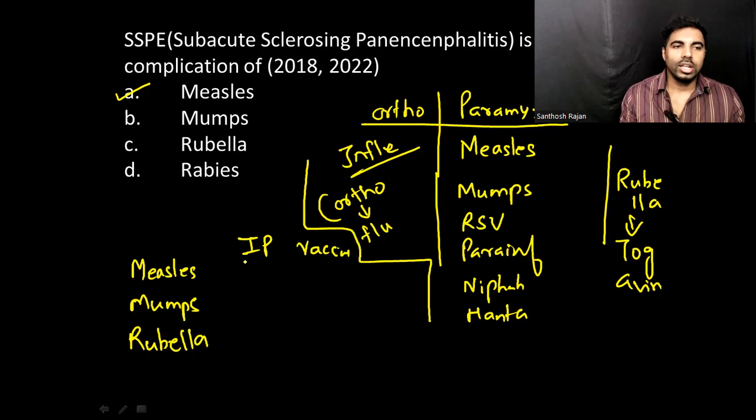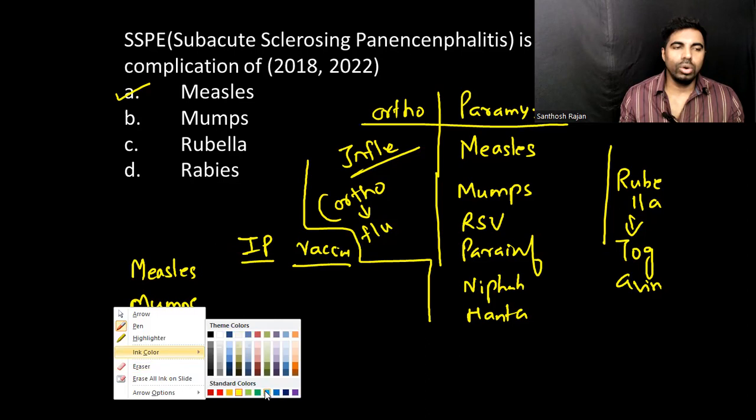Okay, separate part. Now, what are the important things you should know here? When you want to know the incubation period for measles, it is 10 days. Let's start with 10. Measles is 10 out of 10.